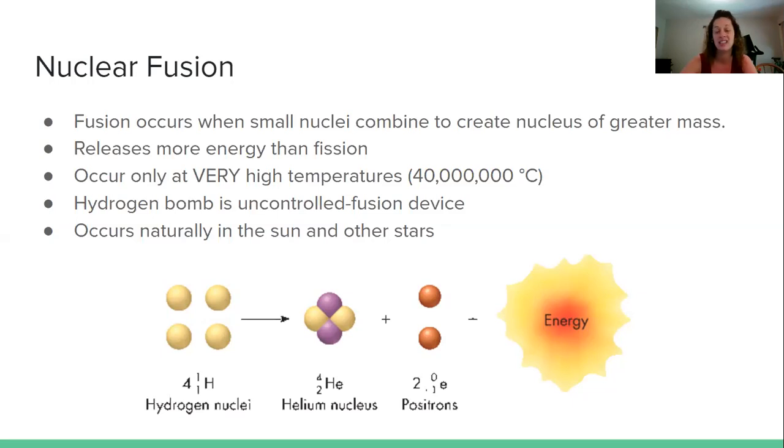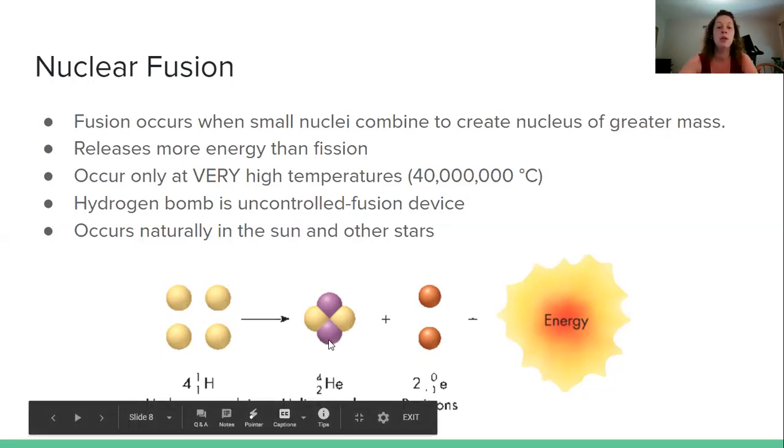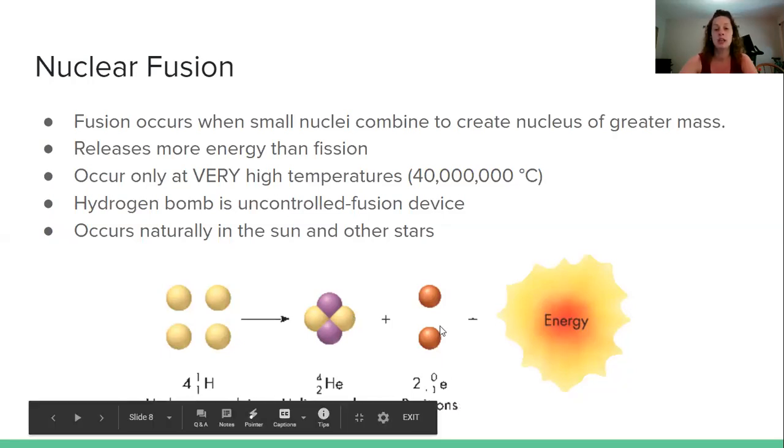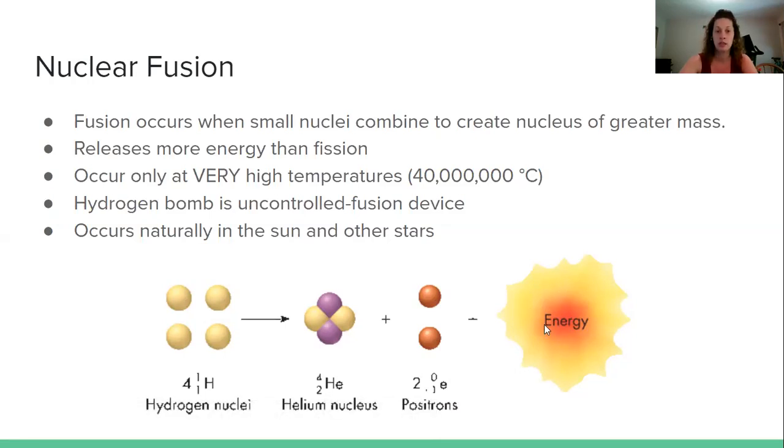So it occurs on the sun and in the stars, because the sun is a star. The hydrogen bomb is an uncontrolled fusion device. And this occurs naturally in the sun and the stars. You can see a picture to show this at the bottom. You've got 4 hydrogen nuclei, and they combine to form a helium nucleus, 2 positrons that get emitted, and then also energy. That energy release is quite large and larger than fission.